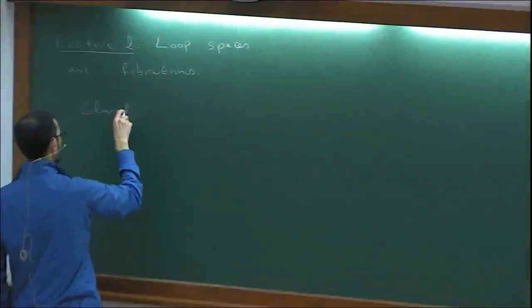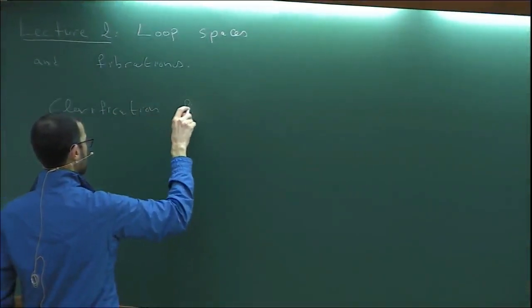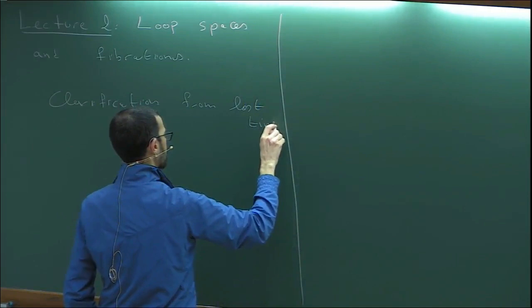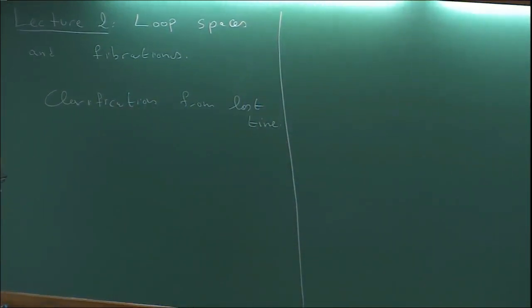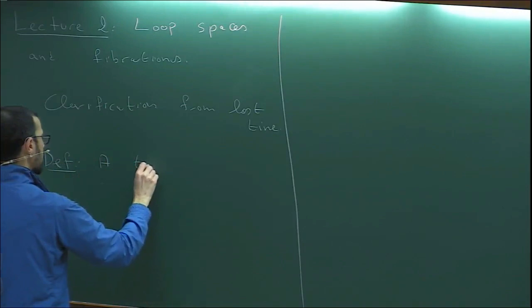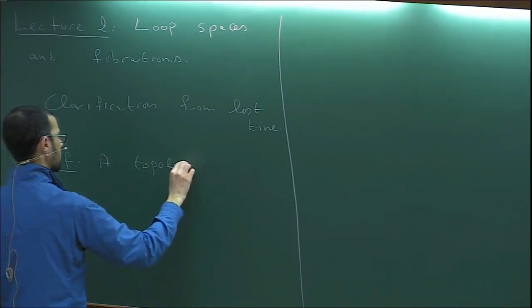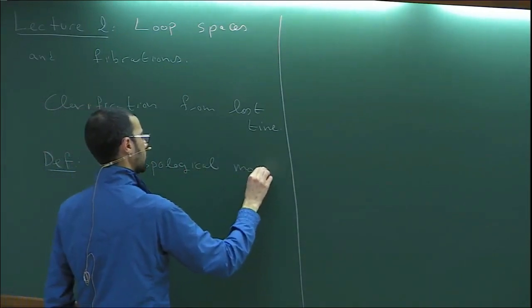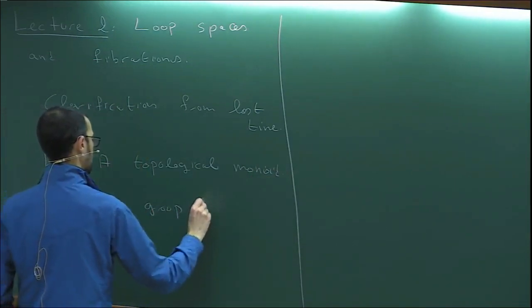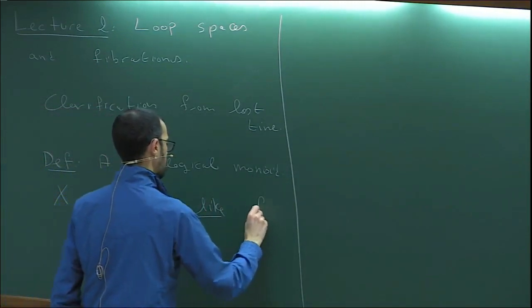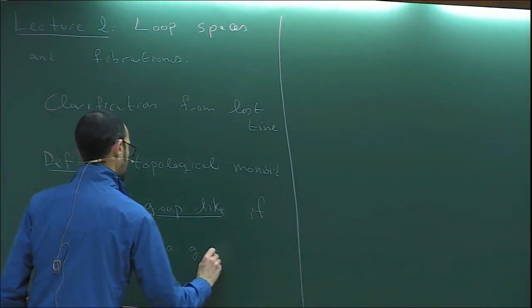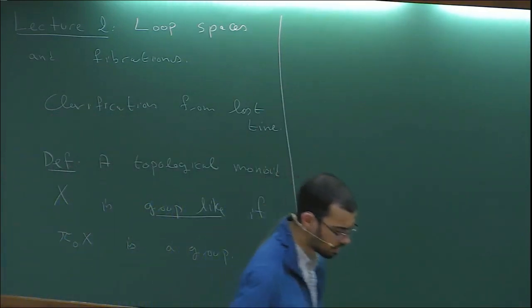So the first thing I want to do is clarifications from last time. And maybe the easiest way to clarify something is to begin by definition, which is the definition of what it means to be a group-like topological monoid. If pi 0 is a group, it's group-like.